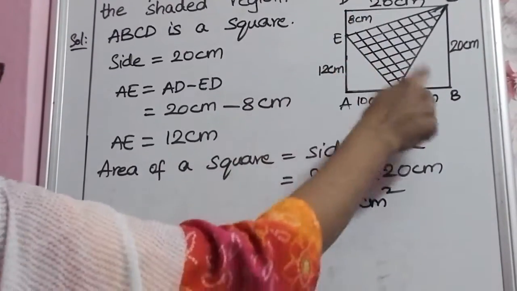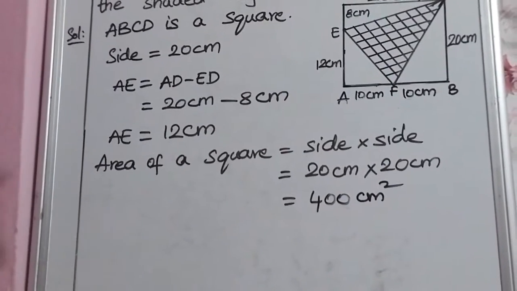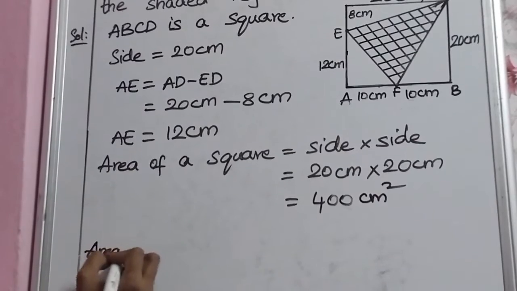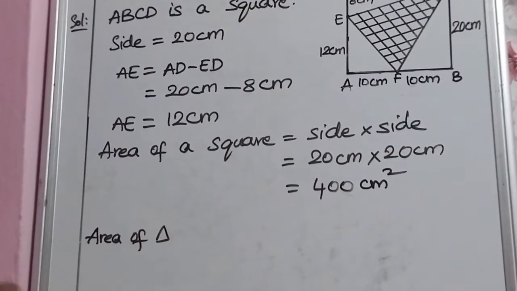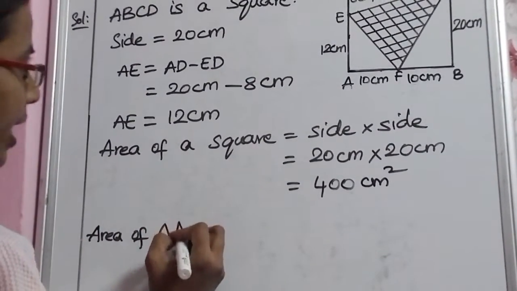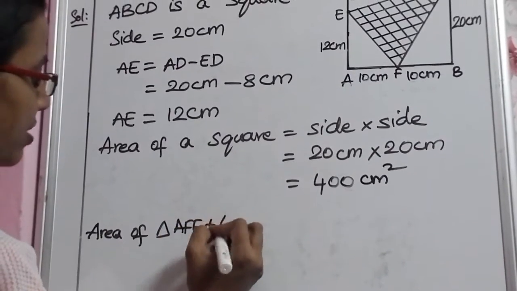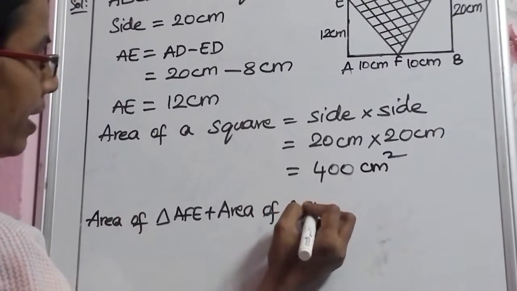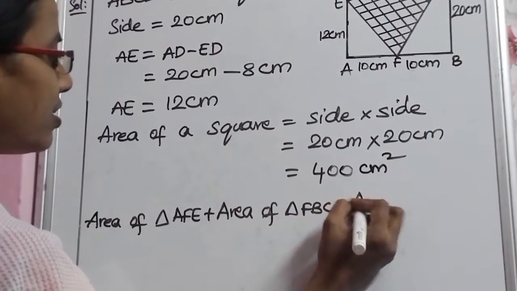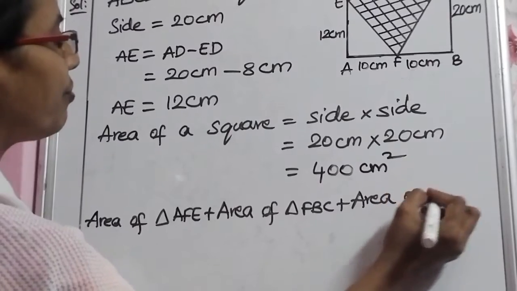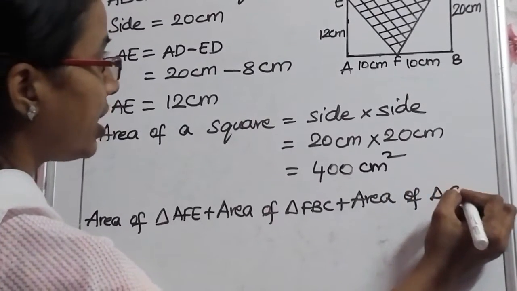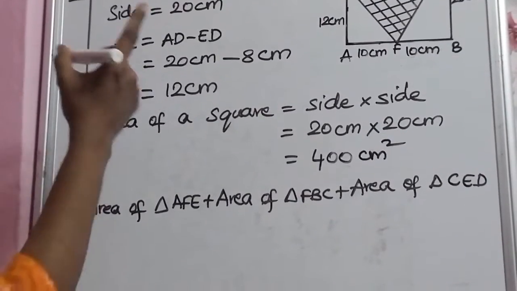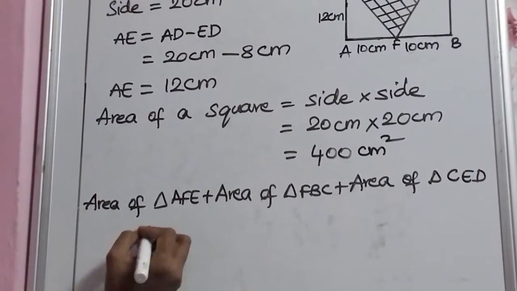Now we have to subtract these three areas of the triangles. So let's write area of triangle AFE plus area of triangle FBC plus area of triangle CED. This one we have to find out.